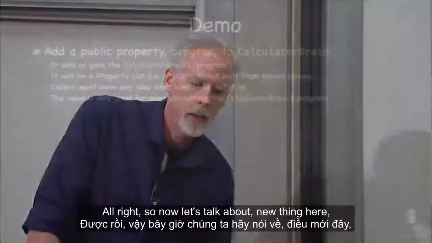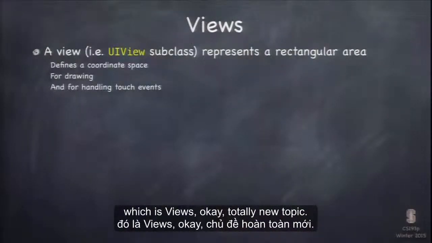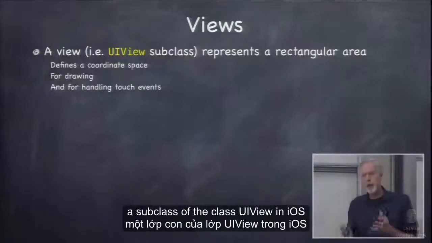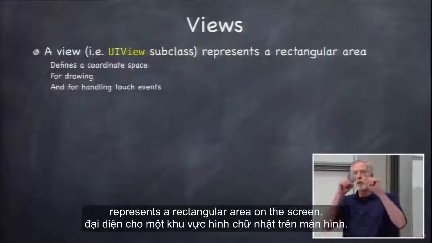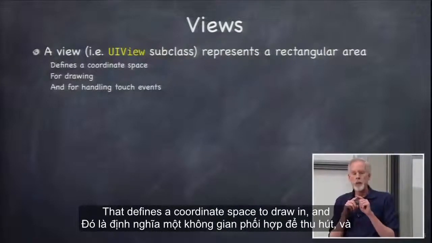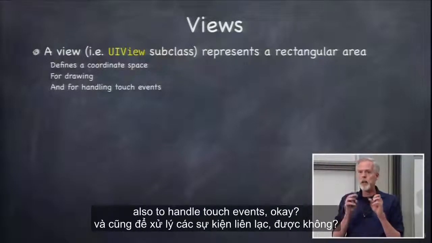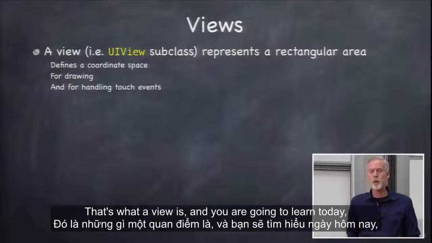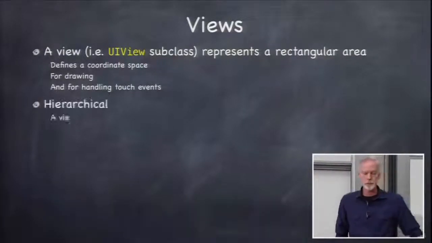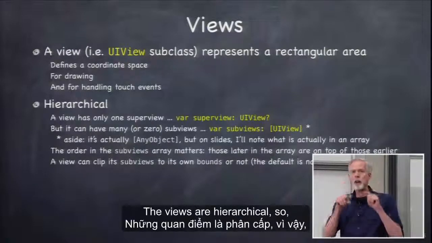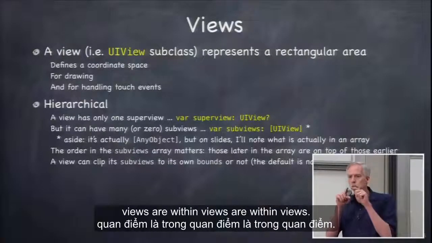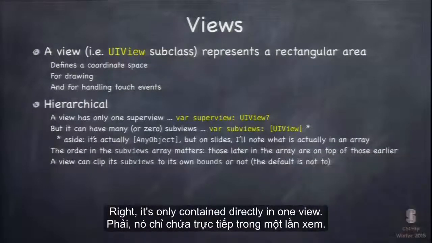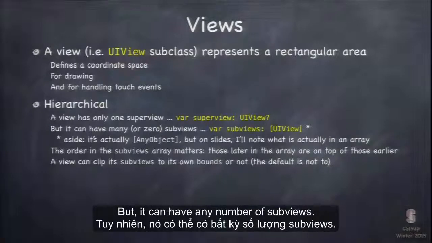All right, so now let's talk about a new thing here, which is views, okay, totally new topic. A view, that is to say, a subclass of the class UIView in iOS, represents a rectangular area on the screen that defines a coordinate space to draw in and also to handle touch events. Okay, that's what a view is. And you are going to learn today how to make your own views. The views are hierarchical, so views are within views are within views. Any view only has one superview, right? It's only contained directly in one view, but it can have any number of subviews.